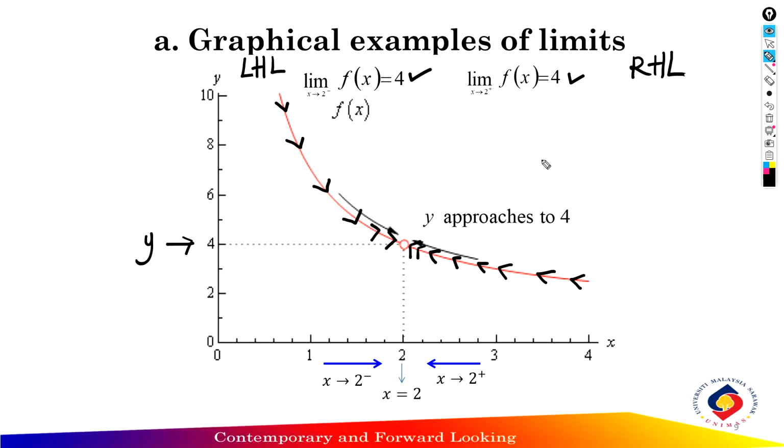And then the limits approach the same value from both sides of the function. From the left, the limit equals 4, and from the right, the limit of this function equals 4. Okay, and the conclusion: the limit of f(x) exists. The limit as x approaches 2 of f(x) exists and equals 4.